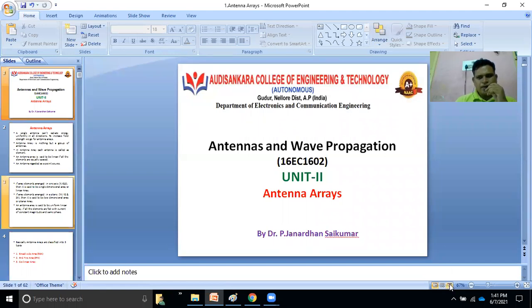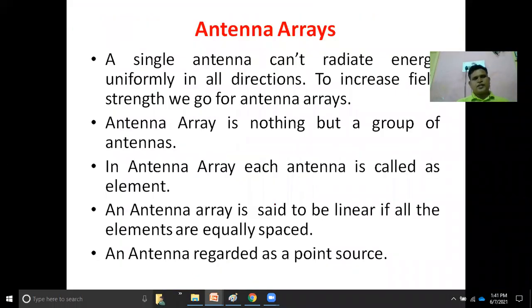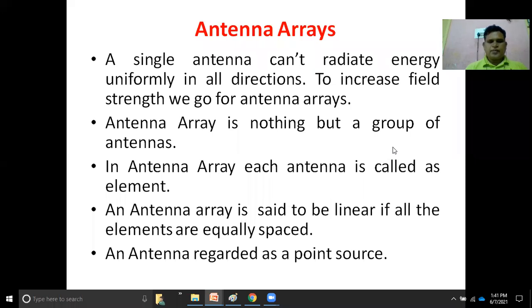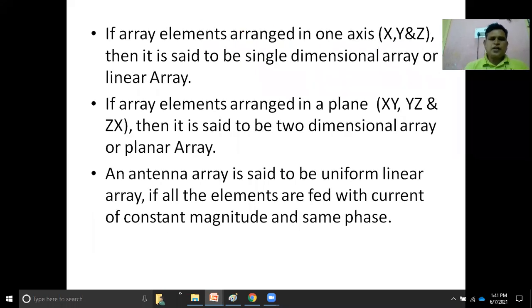A collection of antennas is called an array. Here we are saying a collection of elements, where each element is a single antenna. In our last class we have seen that if elements are arranged in one axis, they are called a single dimensional array or linear array. Planar array means if you arrange all these elements in a two-dimensional array.